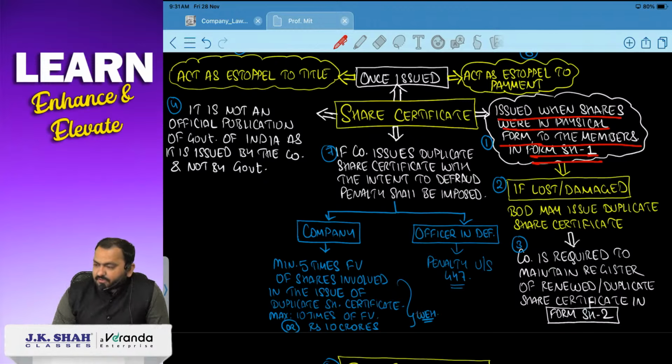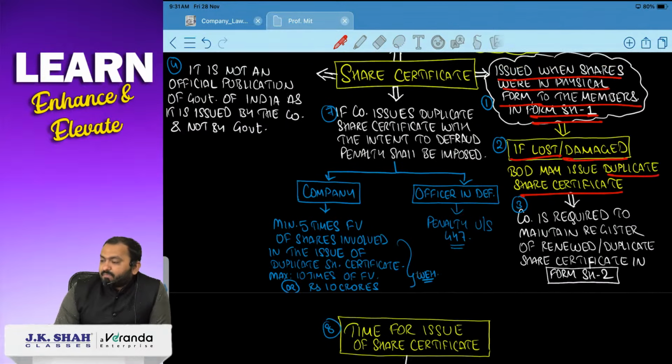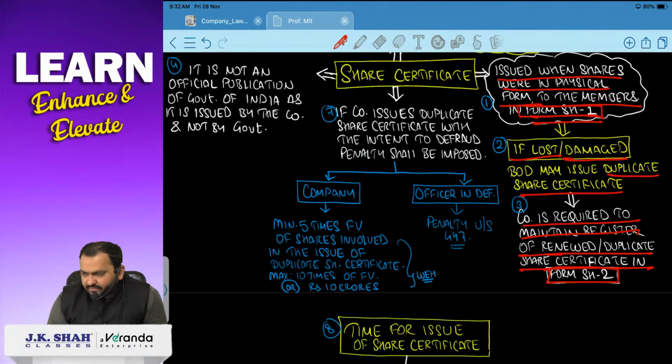In form SH1, first point. If your share certificate is lost or damaged, you can ask for duplicate share certificate, and board of directors may issue duplicate share certificate to you. Okay? Next, if company is issuing duplicate share certificate, company is required to maintain the records of that. Like company is issuing this type of certificate to whom? So company is required to maintain register of renewed or duplicate share certificate in form SH2. SH1 is format of share certificate. SH2 is your register which is maintained for details with regard to the people to whom duplicate share certificates were issued. Now point number 4.